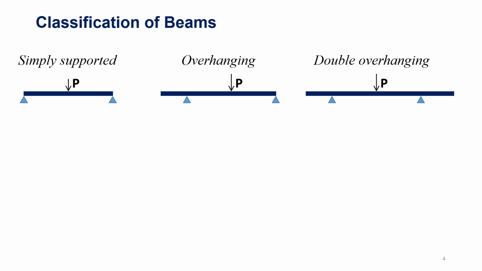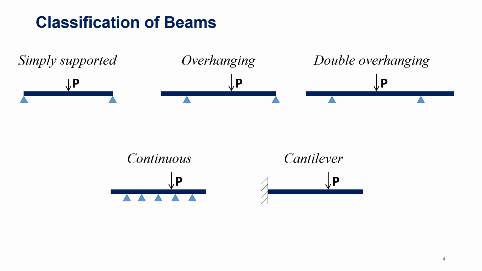If both ends of the beam are extending over its supports, it is called a double overhang beam. Also, if you have more than two supports, like here, if you have 5, 6, or 8 supports under the beam, it is called a continuous beam. Also, if you have the beam fixed at one end and adding a load at the other end or a distributed load or anything, this is called a cantilever beam.